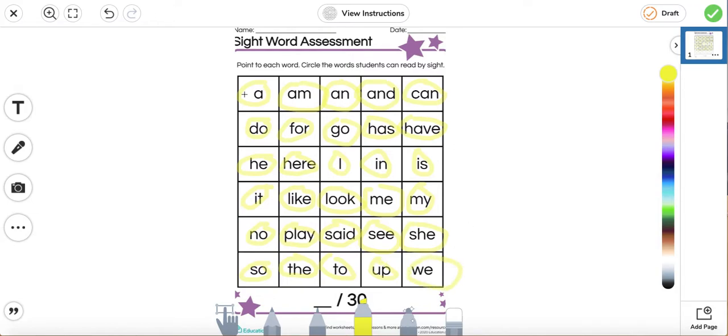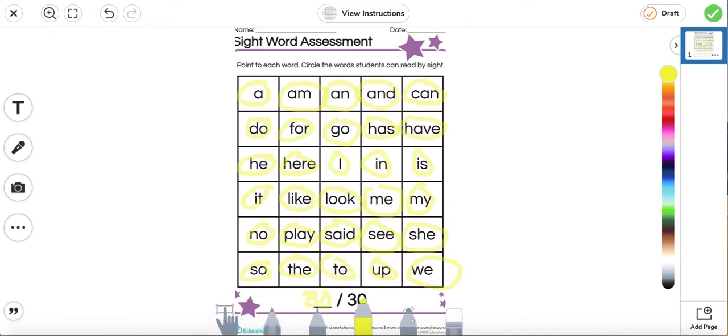Great job. Let's read them one more time. A, M, N, and, can, do, for, go, has, have, he, here, I, in, is, it, like, look, me, my, know, play, said, see, she, so, the, to, up, we. Great job. We read all 30 words.